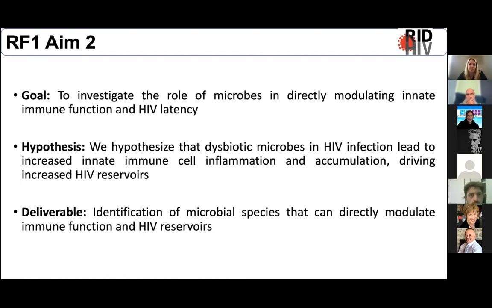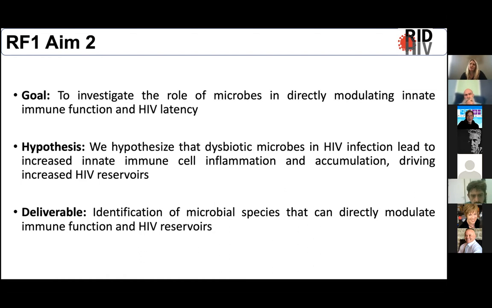The tools have really improved over the years. Here we hypothesize that dysbiotic microbes in HIV infection lead to increased innate immune cell inflammation and accumulation, and this can drive increased HIV reservoirs. And so the deliverable here again is identification of microbial species that can directly modulate immune function in HIV reservoirs. So again, the goal of RF1 is to identify metabolites that are important and what pathways they trigger.